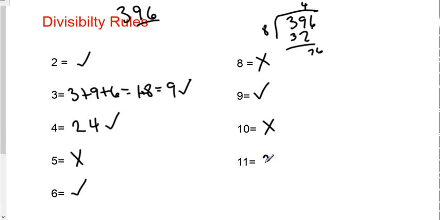Check 11. 3, 9, 6. Remember what you do. You loop them together by skipping. So 3 and 6, and 9's by itself, so just leave 9 by itself. 3 plus 6 is 9, and 9 is 9. These are equal, so it is divisible by 11. Hope you enjoy that trick. It takes a little bit of work, and there's a lot of things to memorize there, but it does become useful as you go.